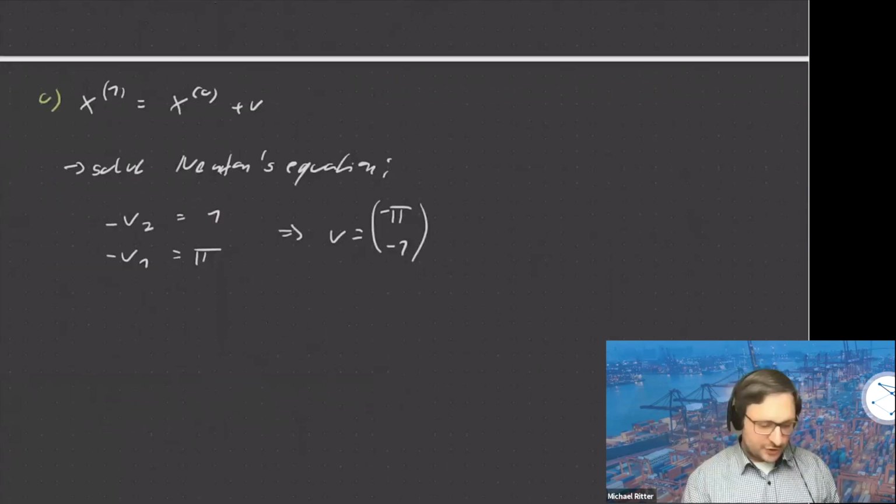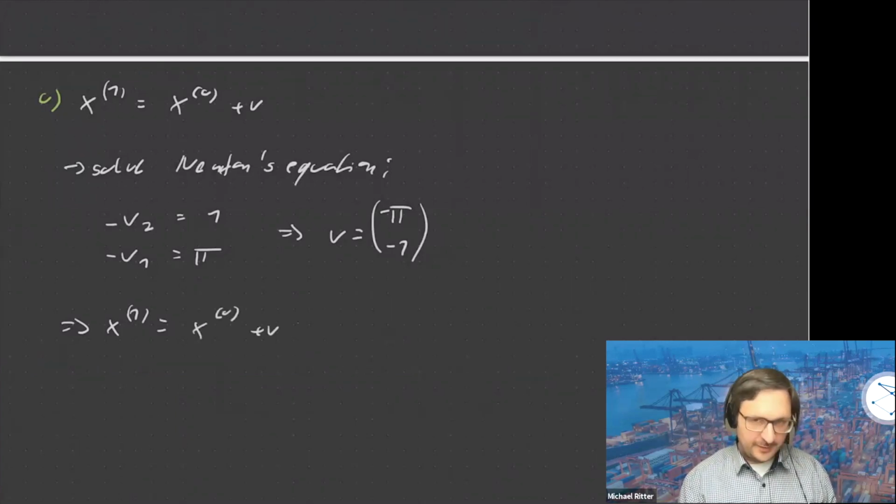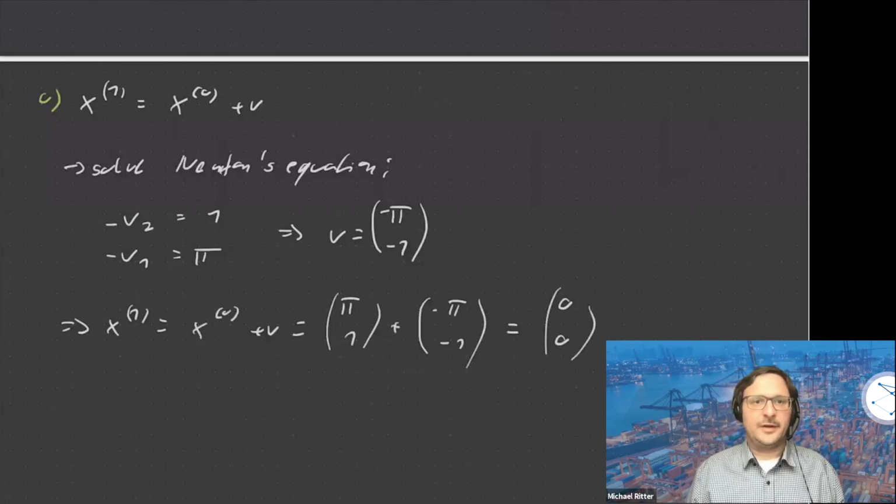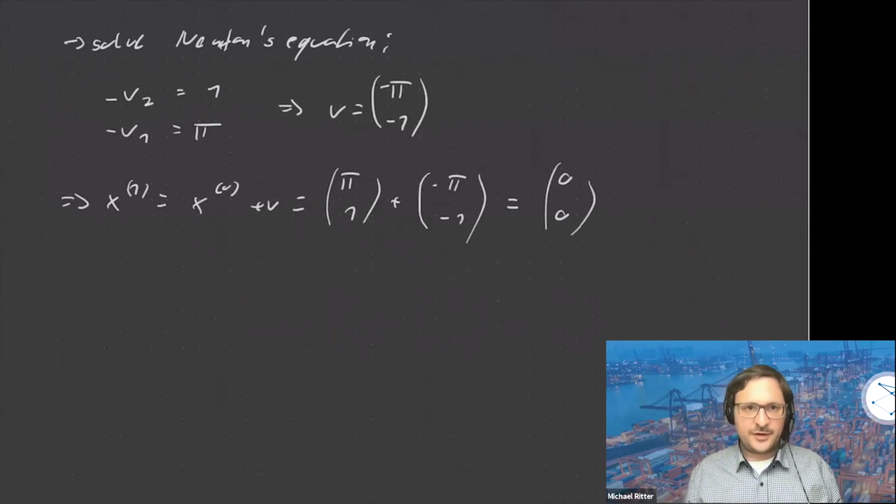Okay, and that means x1 is then x0 plus v, or x0, that was pi 1, plus minus pi minus 1. So that's a very nice result. We get 0, 0 as the next iterate here. Okay, so this is our next iteration.